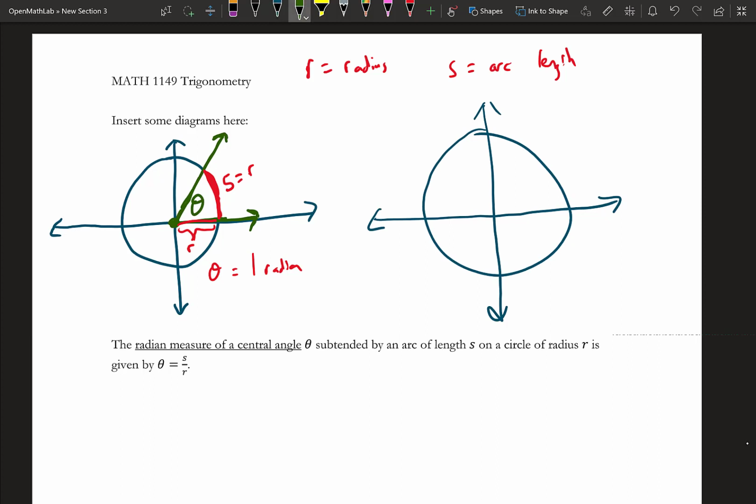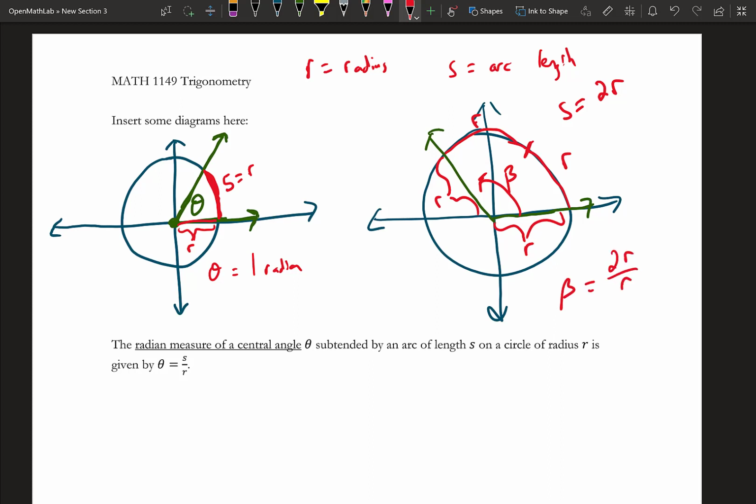So we need another central angle. Let's say this is R, and we're able to map out 2 radii. In other words, S is equal to 2R. Then this would also be equal to R, still the radius of the circle. Let's say the angle is beta. Then beta would be equal to 2r divided by r, which is equal to 2, so it's 2 radians.